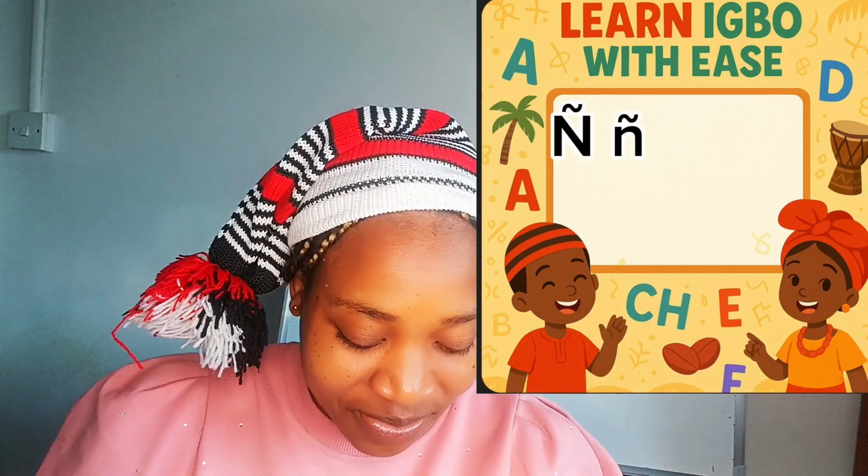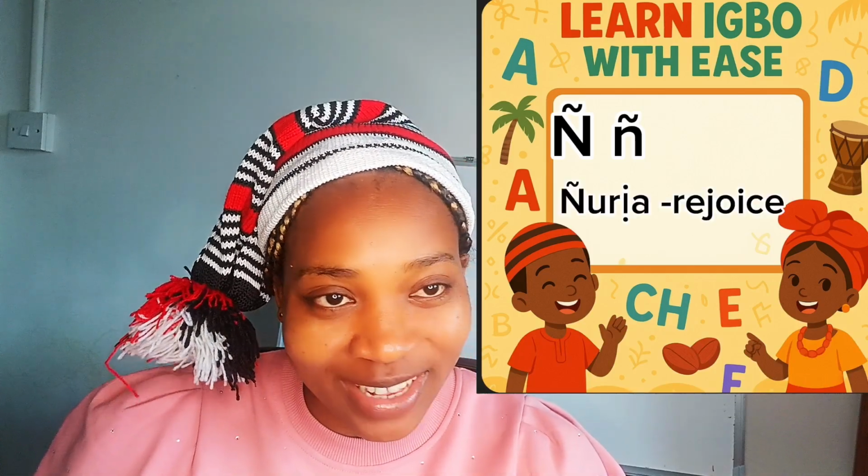Nga. So you can say Ngo Miri, that is drink water. Then you can say Ngorea, rejoice.